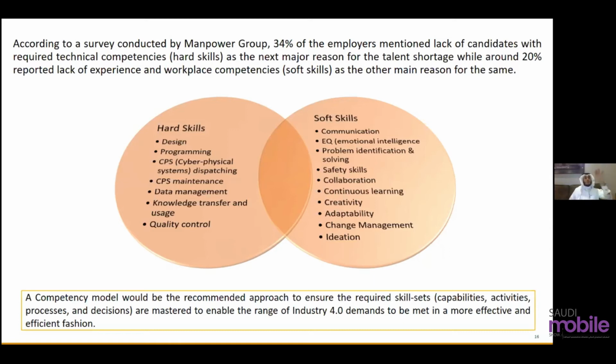So a competency-level approach would be recommended to ensure the required skill sets, capabilities, activities, processes, and decisions are mastered, to enable the range of Industry 4 demands to be met in a more effective and efficient fashion.